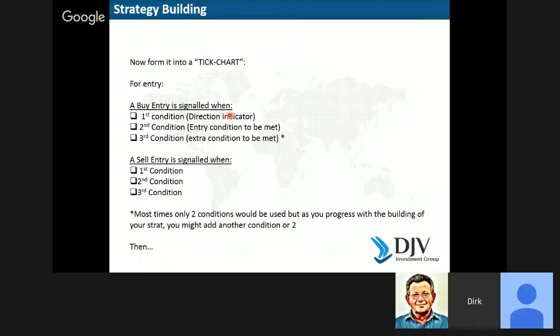Okay, and the first thing we're always looking for is direction, or in other words, trend. Because there's no use in getting a signal if you're going against the trend. You understand? So we have to identify the trend first. And that's why our first condition tends to always be our direction indicator. In other words, we're going to use something to identify the trend with.